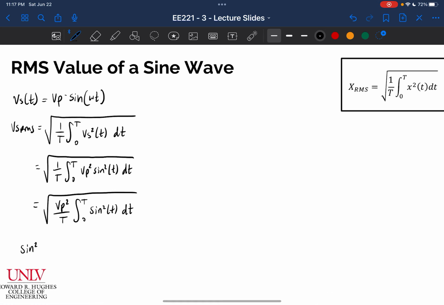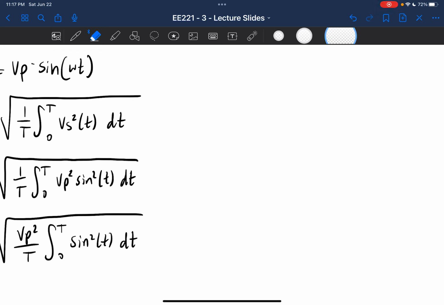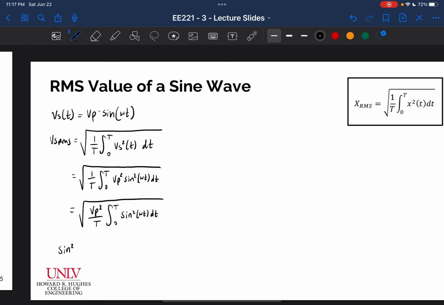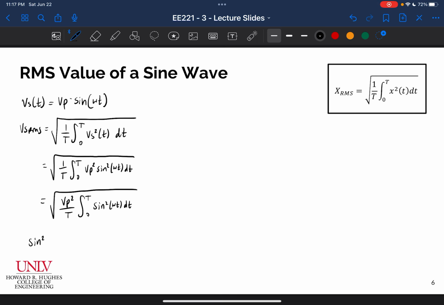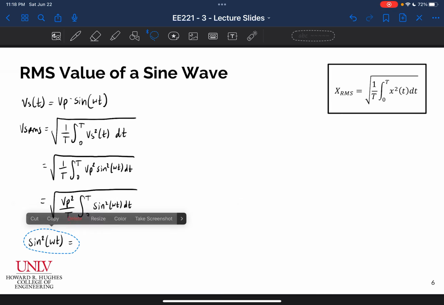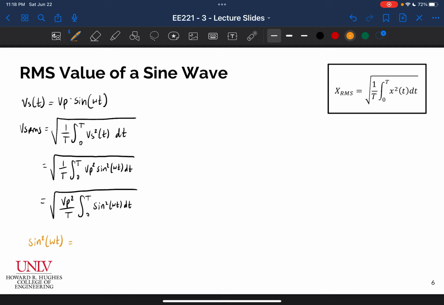Okay, and then from here, sine squared. Sorry, this whole time I've been writing t, it's supposed to be omega t. Sine squared of omega t. There's a trig identity here. Maybe I should use a different color. Let's go with orange. Sine squared of omega t is equal to 1/2 times 1 minus cosine of 2 omega t.